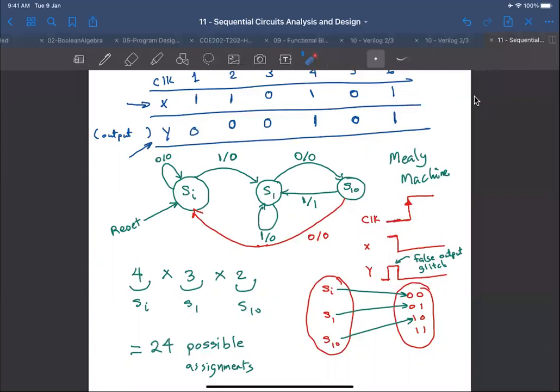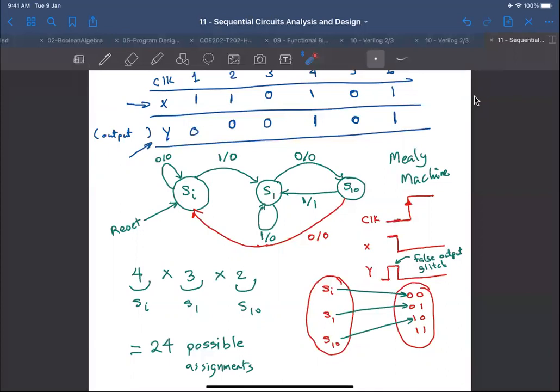Okay, so this is a false output or a glitch, and this is one of the disadvantages of using a Mealy machine. However, the advantage of using a Mealy machine is that it usually results in a lesser number of states than a Moore machine. After we finish this example, we'll be deriving the Moore machine for the same problem, and you will see that it requires one more state for the Moore type state diagram.